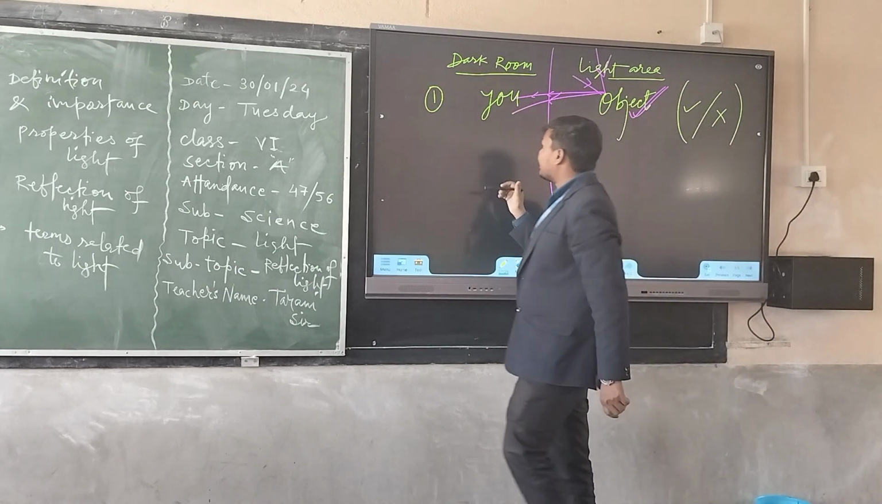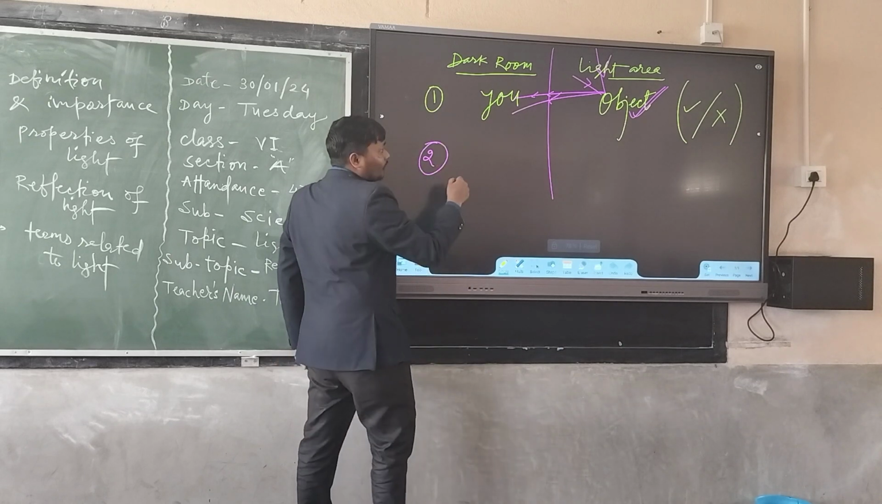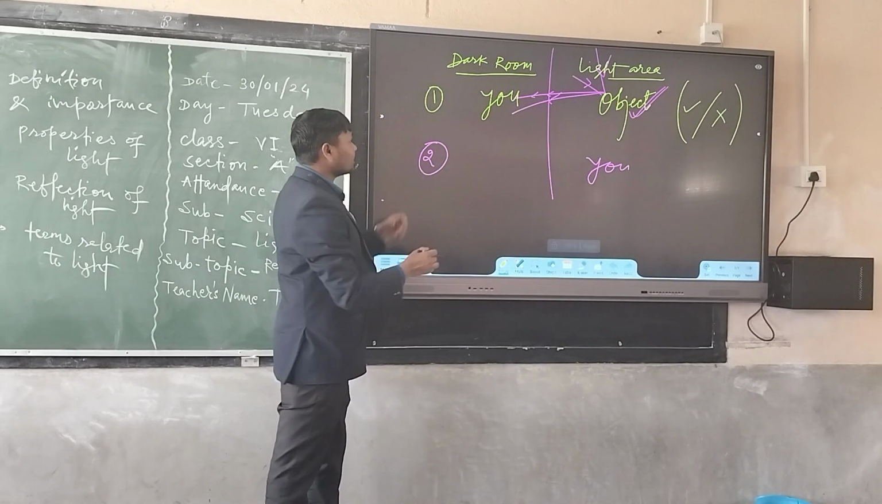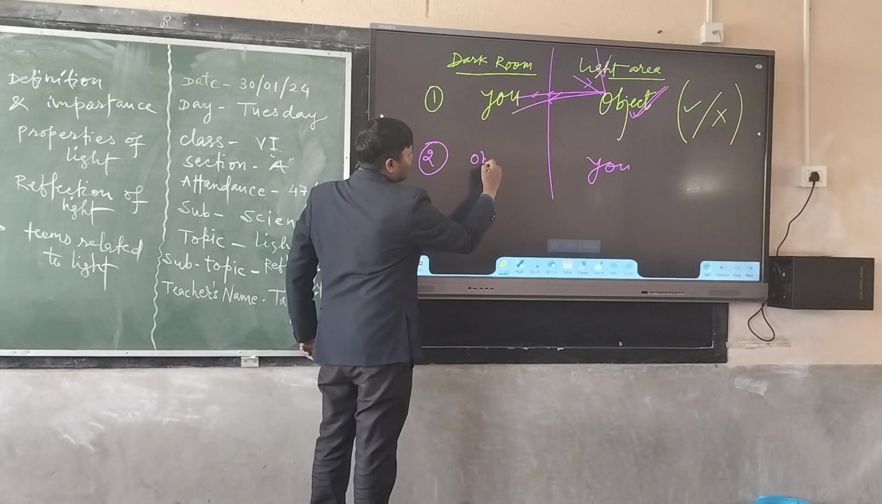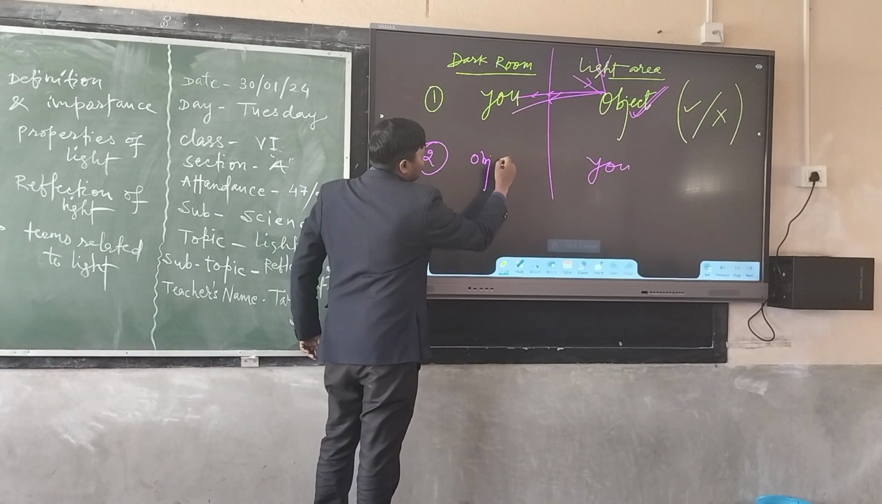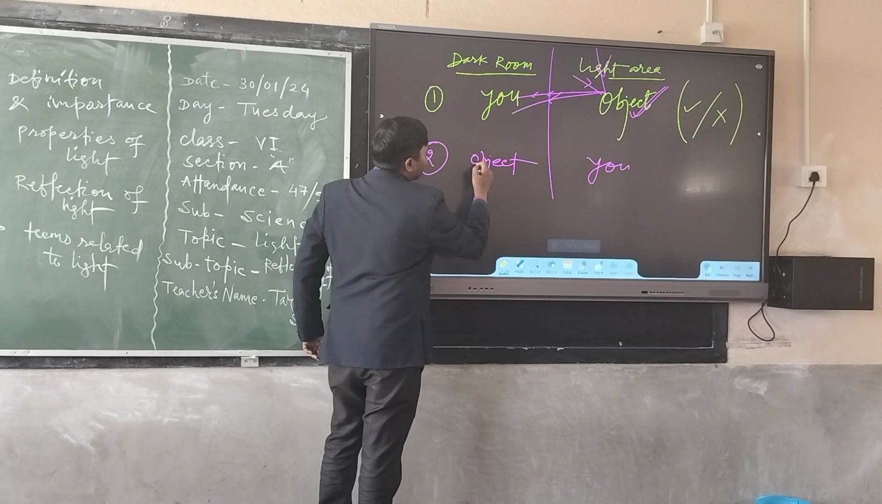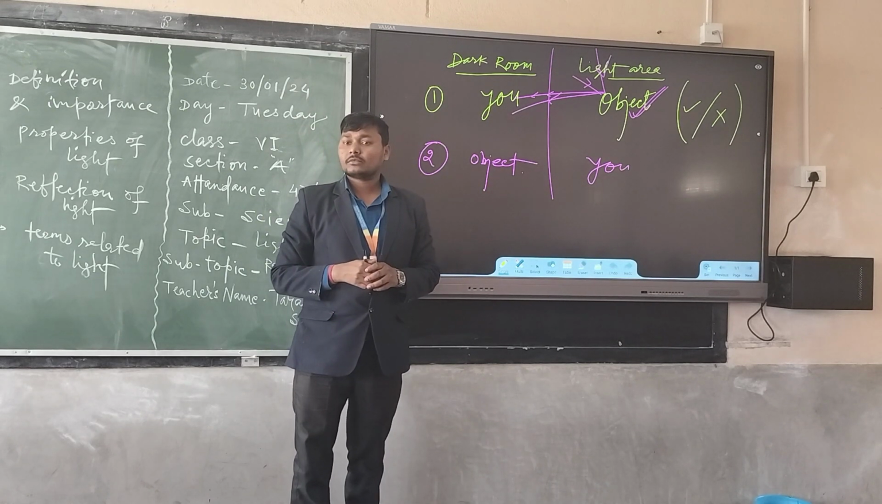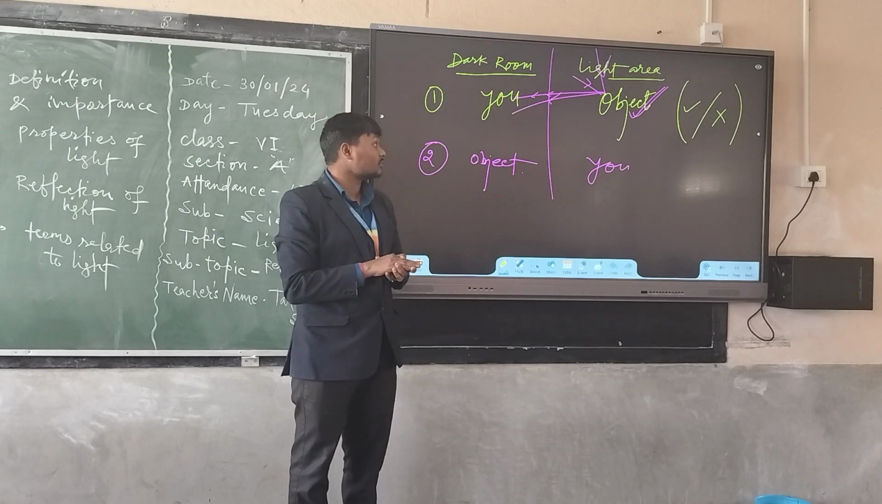Just the inverse: if we are in a dark room, sorry, we are in a light area and the object is placed in a dark room, can you see the thing right now? Sir. But we are in a light area, are we able to see the things around us or not?